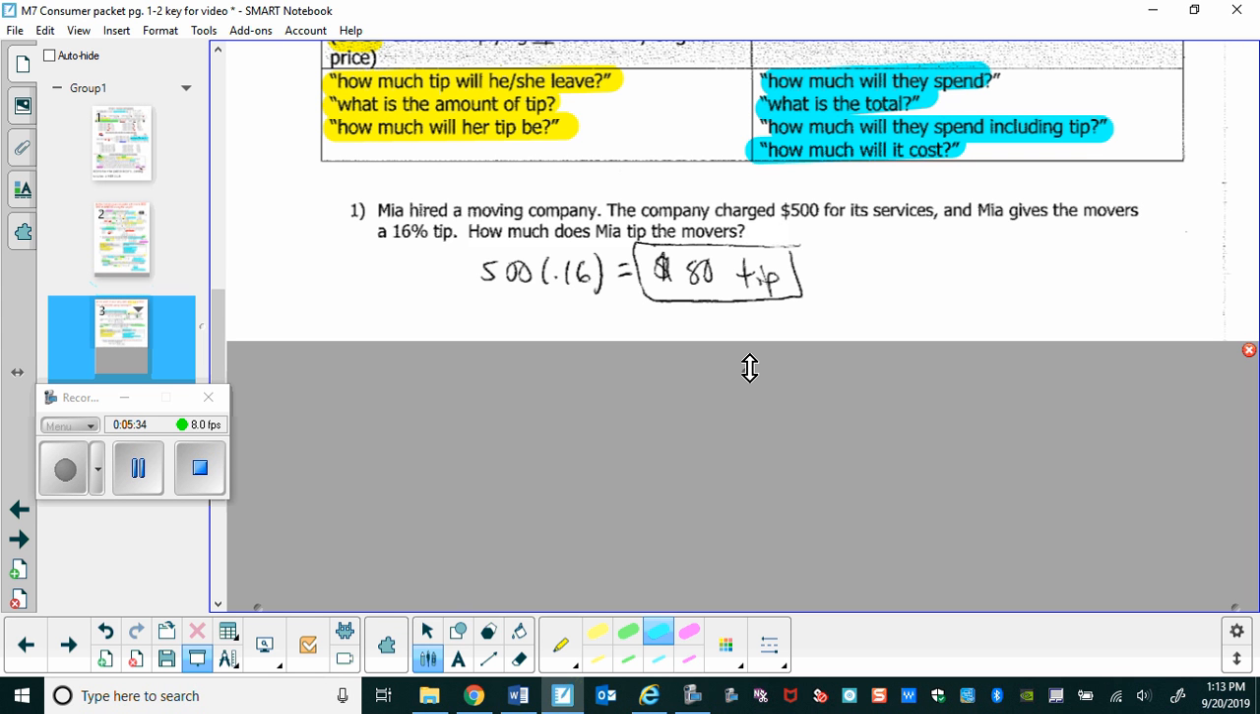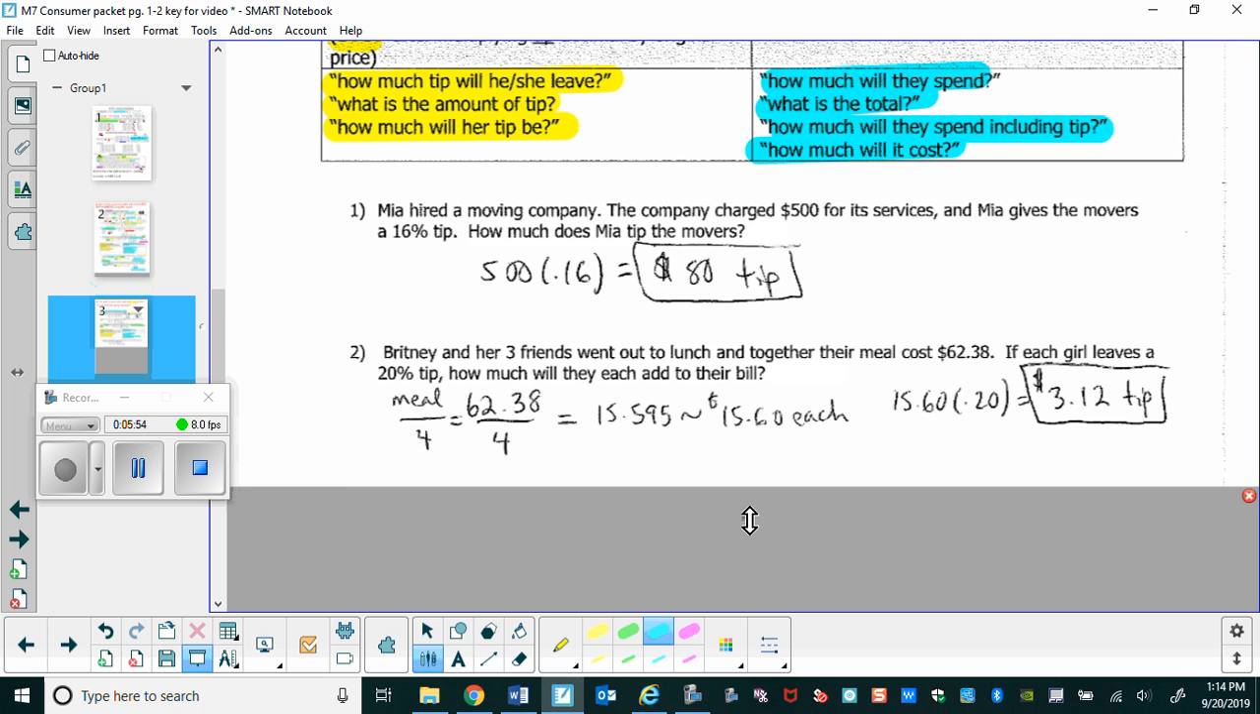And y'all in the calculator, go ahead and get your calculators out. You should still have them. You're multiplying if you haven't already. 500 times 0.16, and you should have gotten an $80 tip. If the question asked how much would it cost Mia, or what is the total, then we would say $580. But again, it's just asking about the tip.